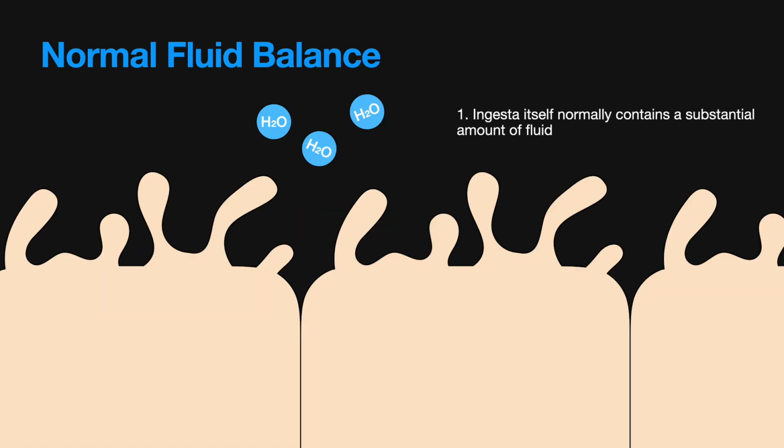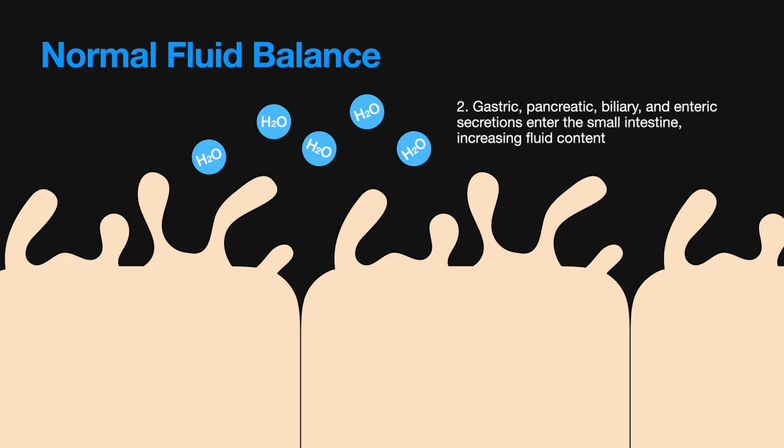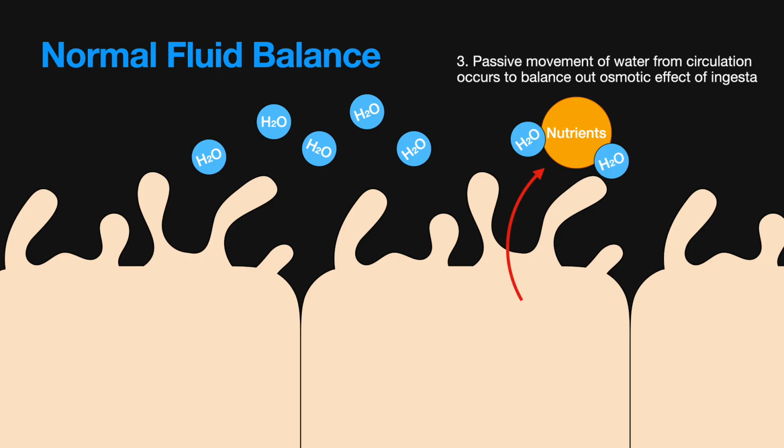To understand diarrhea, we will first look at the intestine's normal fluid balance. Under normal circumstances, the ingesta itself contains a substantial amount of fluid from the animal drinking or from the water content of the feed itself. This fluid content is further increased by gastric, pancreatic, biliary, and enteric secretions that enter the small intestine. There is also passive movement of water out of the intestinal circulation to try and balance out the osmotic effect of the nutrients within the intestinal lumen.